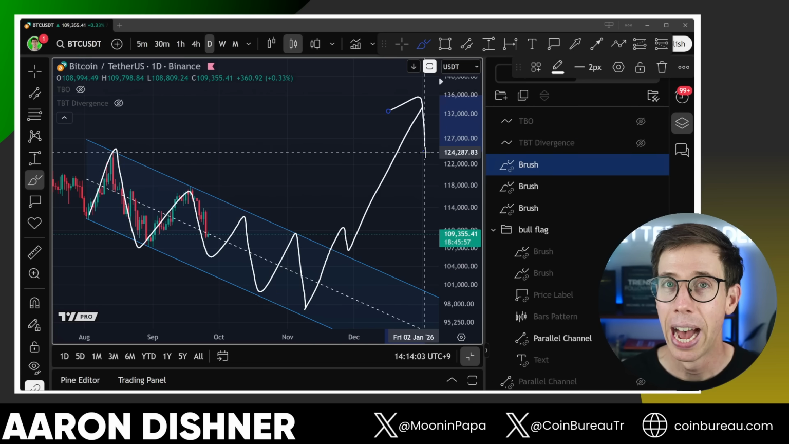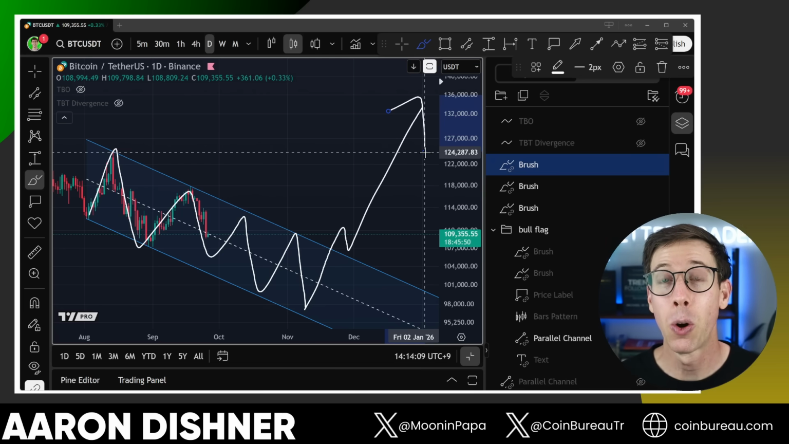Don't believe me? I literally have 3 examples just for the Bitcoin chart alone that I'm going to be sharing with you today here on Coin Bureau Trading.